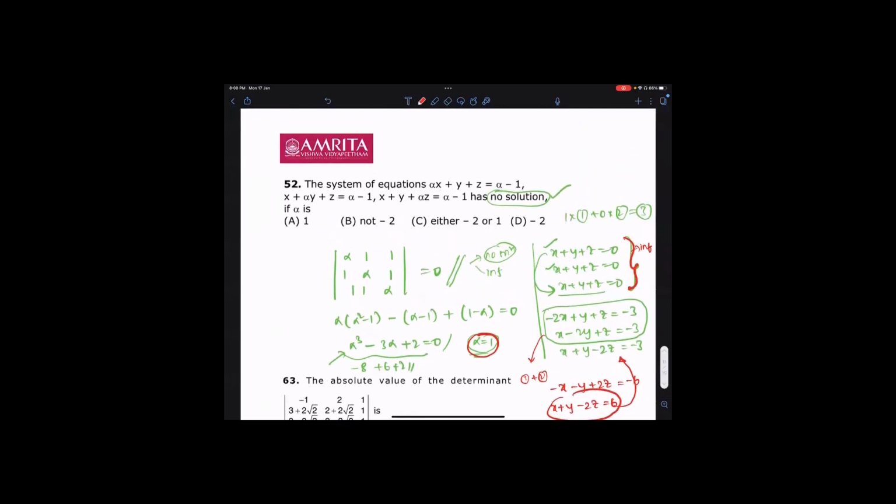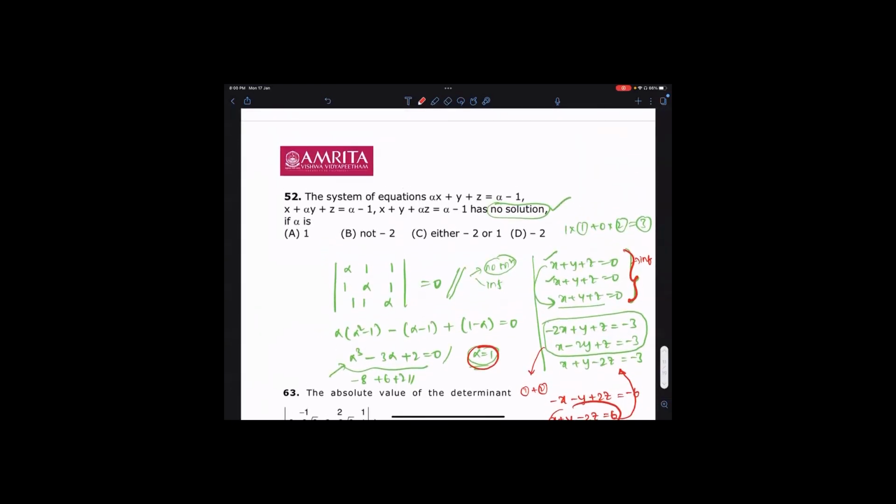Now what is the question they are asking? For which it has no solution. It is -2.